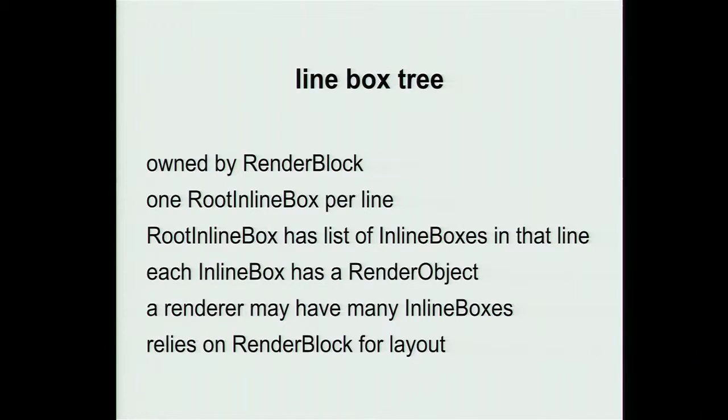But if render objects were dumb, inline boxes are even dumber. They don't own their own style. They can't handle their own layout. They rely on the render block to do their layout, and they rely on their render object to tell them what color they are and if they have a border. That's important because, depending on how lines wrap, you can end up with many inline boxes for one render object.